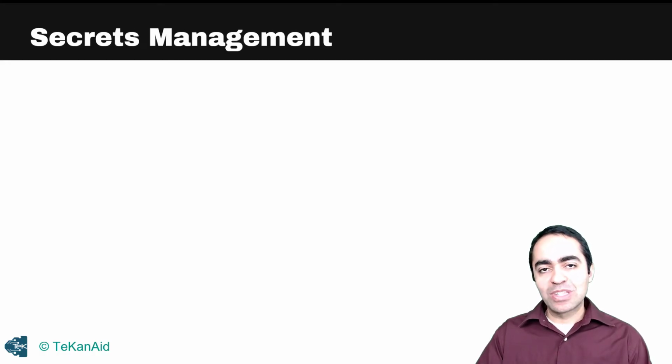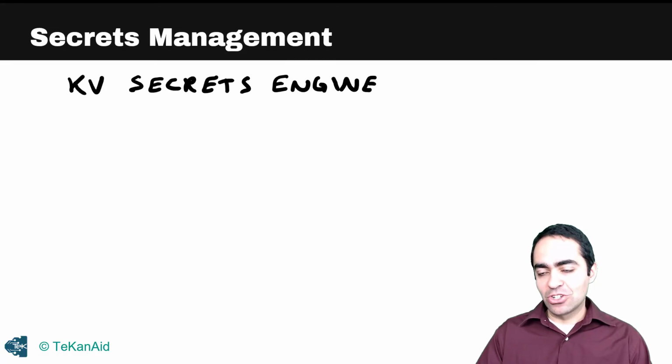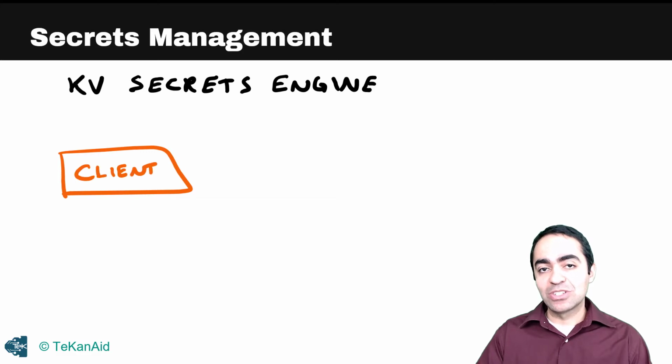Now let's take a few examples, one example per one of those use cases. So we'll see 3 examples. The first one is with regards to secrets management. So the KV secrets engine, and we're going to get into a lot more details when we get to the secrets engines section in this course.